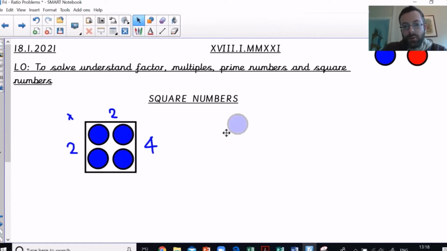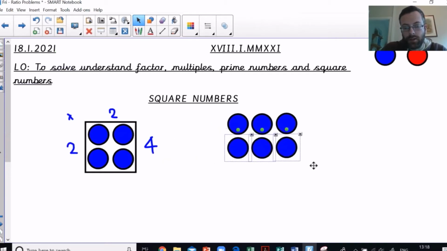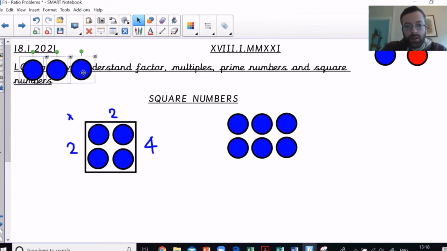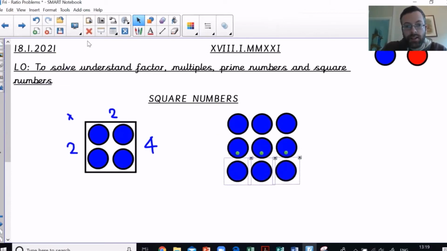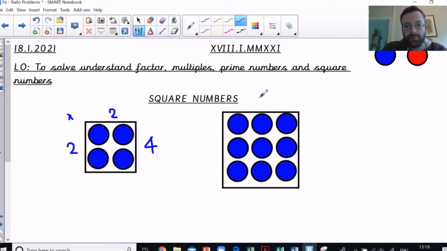So the next square number would be 3 lots of 3. Hopefully you'll agree with me that 3 lots of 3 is 6, a square number? It's not, because you can't make a square with those 6, but you can make a square with 9, and that's why we call it a square number. Okay, it's the result of 3 times 3, which is 9. So the next square number would be the result of 4 times 4, which would be 16.